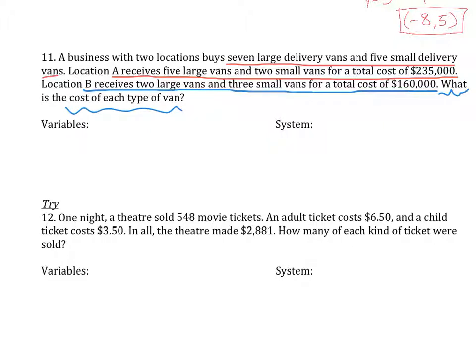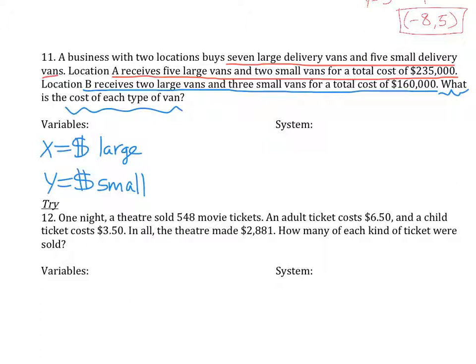Okay. So variables. That's what we need to know. So the 2 things that we need to know here are, let's see, we have large vans and small vans. Let's just call X the cost per large van. And let's say Y is the cost per small van. Okay, let's go ahead and write our equations. So let's write one equation for location A and one equation for location B.